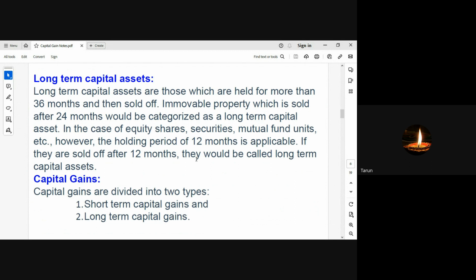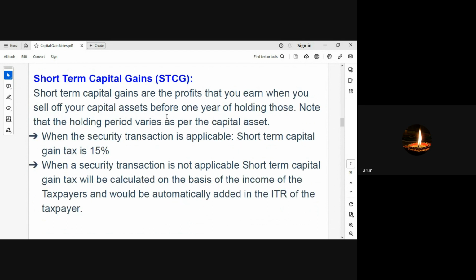So capital gain is divided into two types: the short-term capital gain and the long-term capital gain. Short-term capital gains are the profits that you earn when, as I already told you, you sell any property for more than the original price within 36 months, within the 3 years. It is short-term capital gain, right?